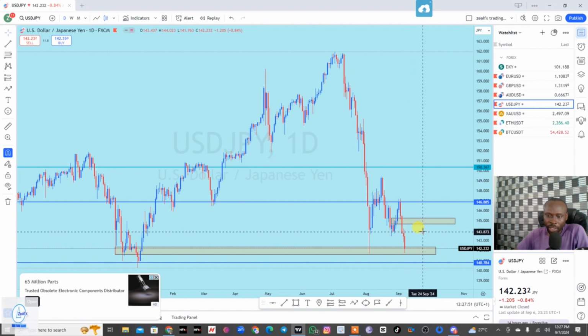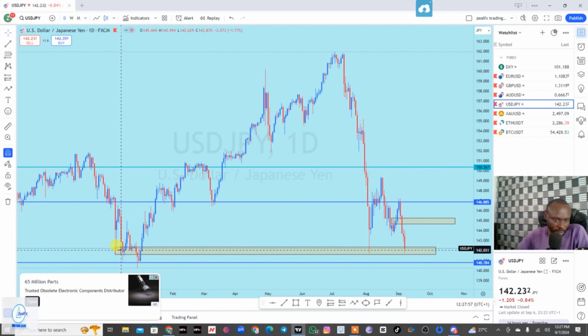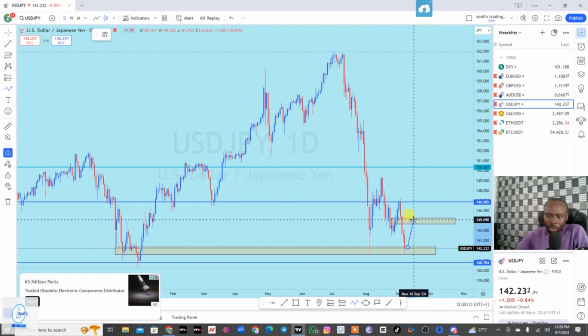So as long as USDJPY is on the downtrend, we'll be looking for a sell opportunity, because currently this level here is a clear support level, and we cannot sell on this support level. So what we're expecting now, we're looking for price to retest back to this area. A break of this area will see an uptrend continuation.